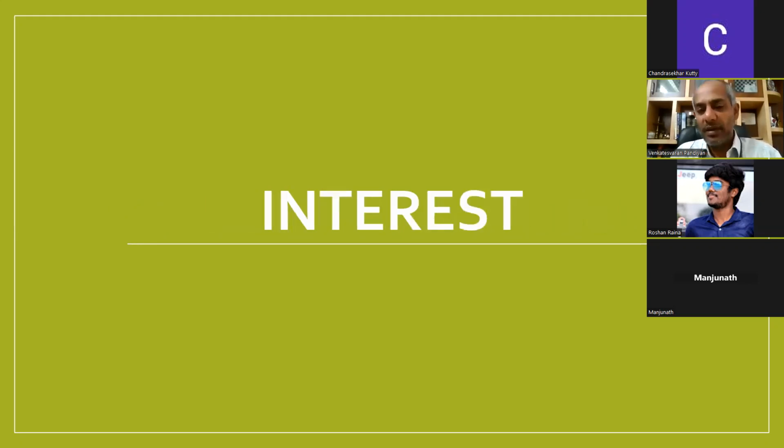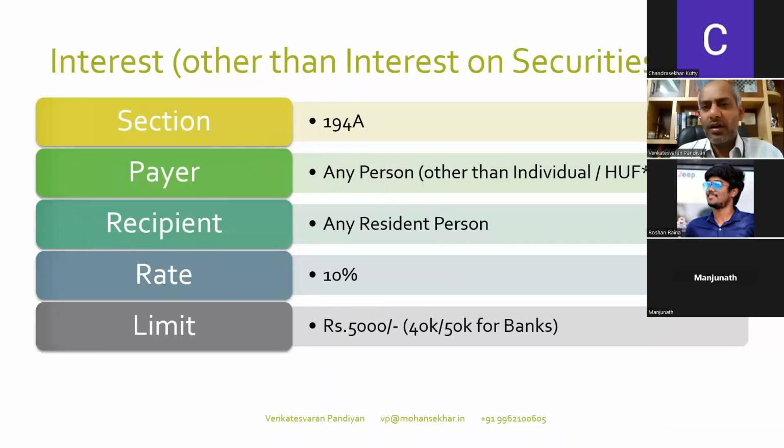So the first of the payments is interest. There are two sections on interest, but I'm going to talk about only one. The first section, which I'm not going to talk about, is interest on securities. The reason we are not talking about it is that it's mostly applicable to public limited companies where interest is paid on securities, and it is not applicable to most of the private limited companies who are participants in this session. Coming to interest on payments other than interest on securities, this is applicable to almost every business.